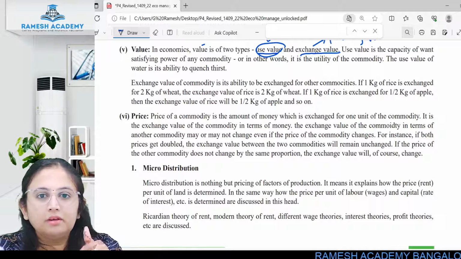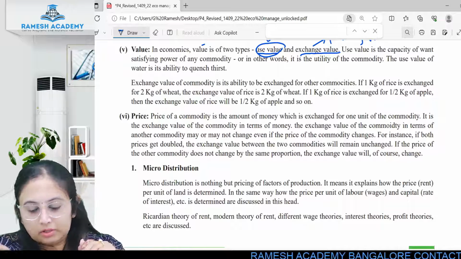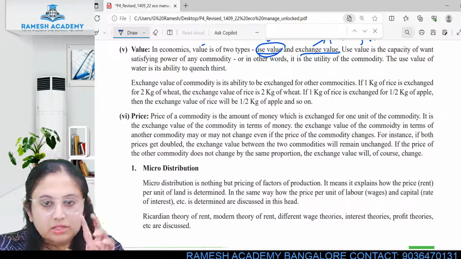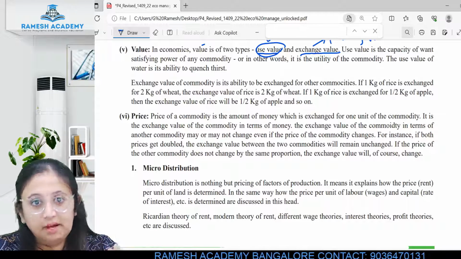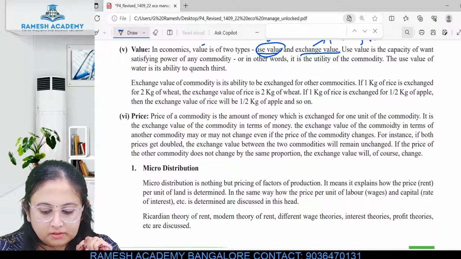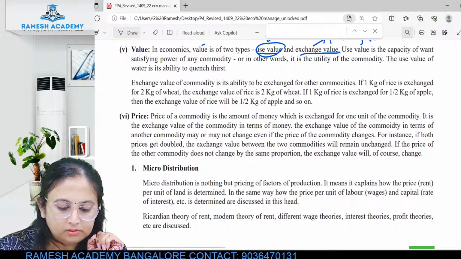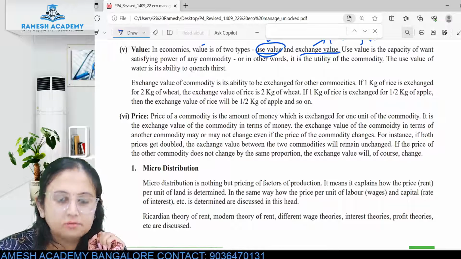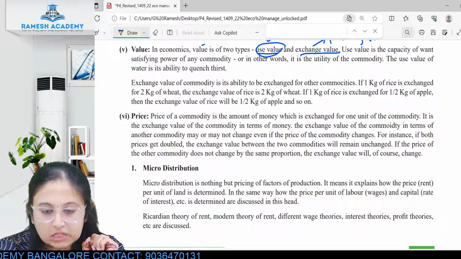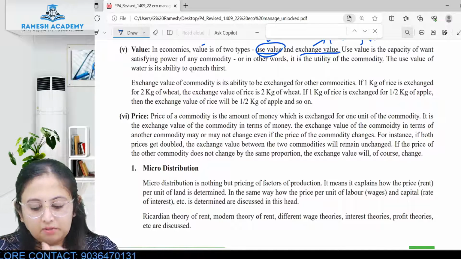See, the same thing they have given as an example in terms of the barter system, just for your understanding. I'll just read it out. If 1 kg of rice is exchanged with 2 kg of wheat, so you give 1 kg of rice and you get 2 kg of wheat, then the exchange value of rice is 2 kg of wheat, correct? This is the same thing I told you in terms of money. If 1 kg of rice is exchanged with half kg of apple, then the exchange value of rice will be half kg of apple, and so on.